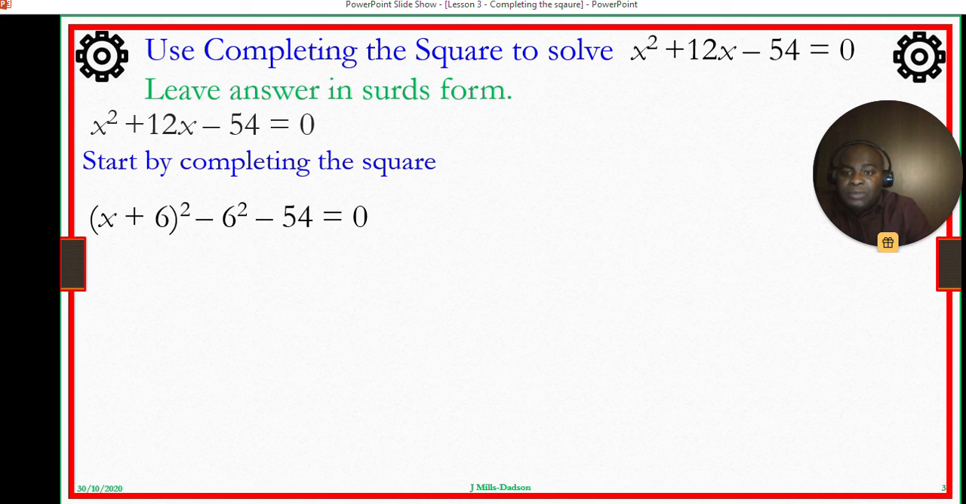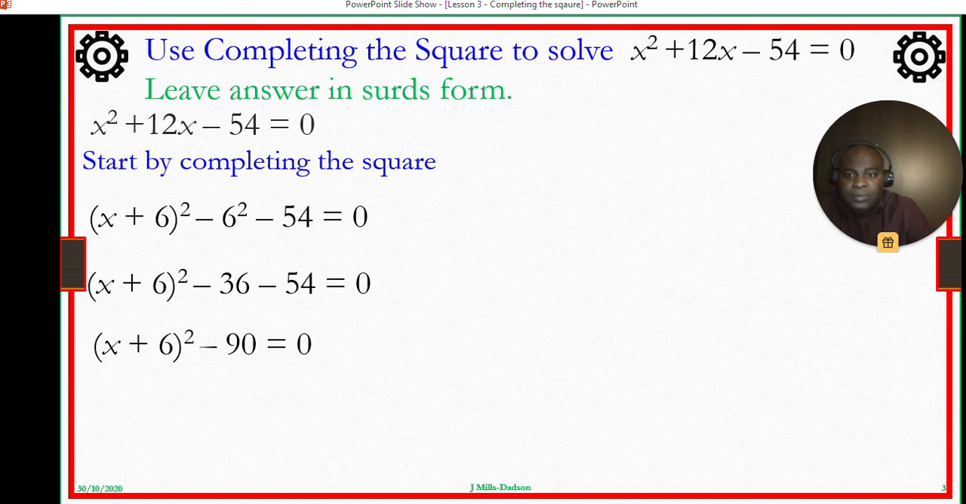This is what you have. 6 squared, 36. So minus 36. Take away 54. It gives you negative 90. So that's completing the square. Finished. We are now going to solve the equation by adding 90 to both sides.